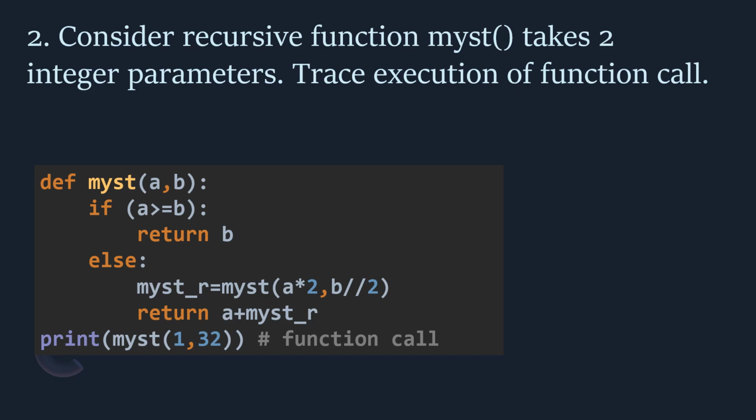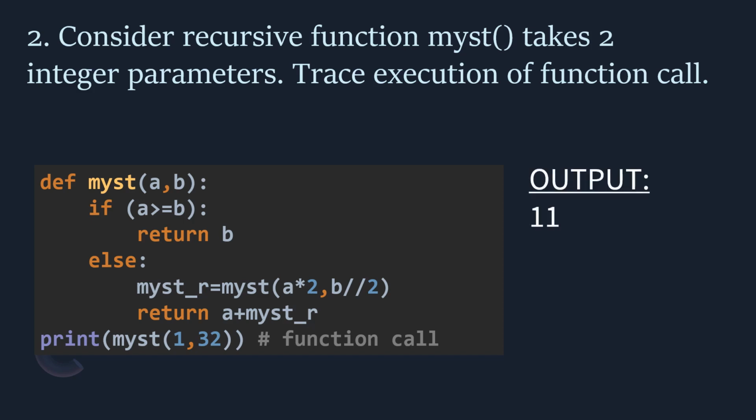You can see the recursive call here, where a becomes a into 2 and b becomes b floor division 2. And this function is called in the else part recursively, and its returned value is stored in a variable mist_r. Now again it has to return a plus mist_r. Now this function is called in the main part having values 1 and 32, and this function is called within the print statement so that the returned value has to be printed, and you can see the return value.